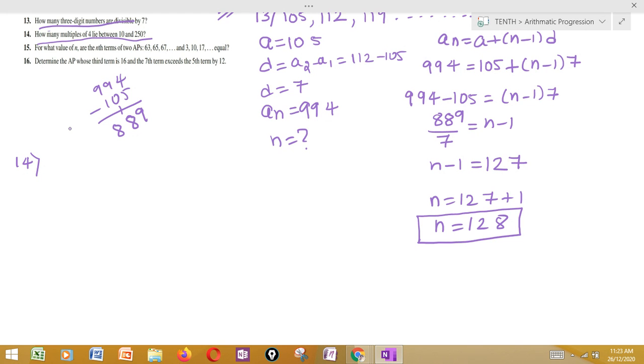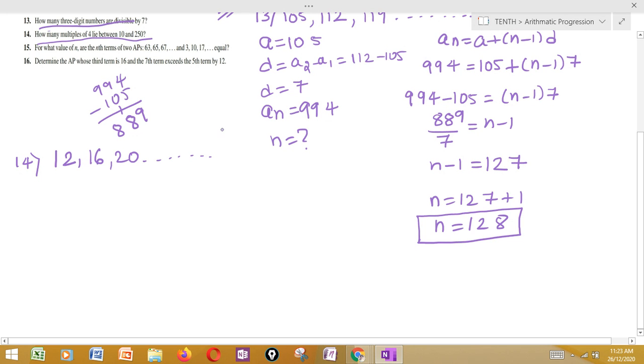The first thing is we need to write the progression. Is 10 divisible by 4? No, so we have to leave that number. Then 11. Is 11 divisible by 4? No. 12. Is 12 divisible by 4? Yes. So the first number is 12. Then what will be the next number?